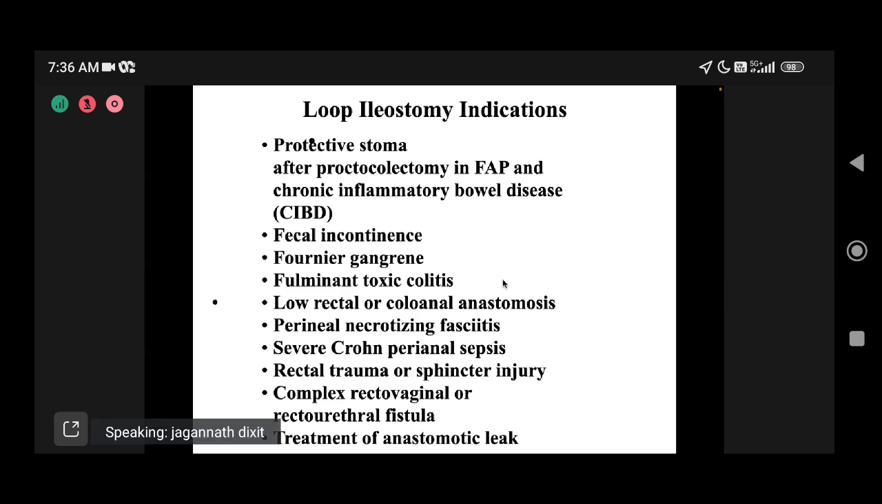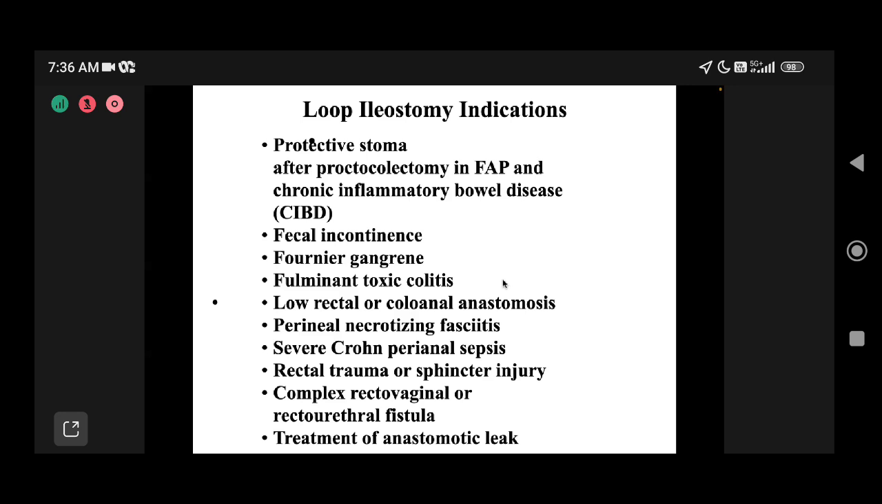Other indications are fecal incontinence, Fournier's gangrene, toxic colitis, and also necrotizing fasciitis and chronic perianal sepsis. General surgeons are also doing more of these procedures in cases of accidental rectal trauma or sphincter injuries, or if there is any rectovaginal fistula, RVF or UVF, and many other complicated inflammatory conditions of the rectal region.